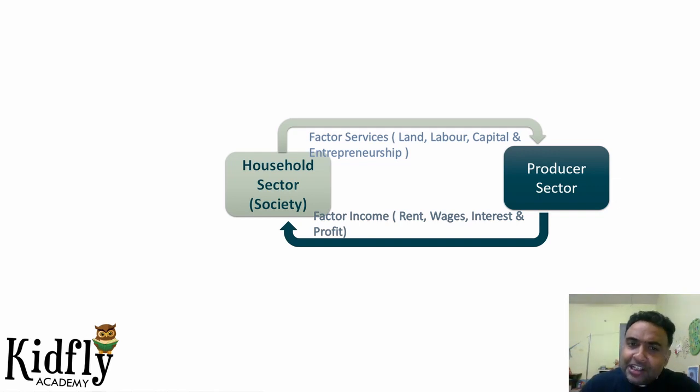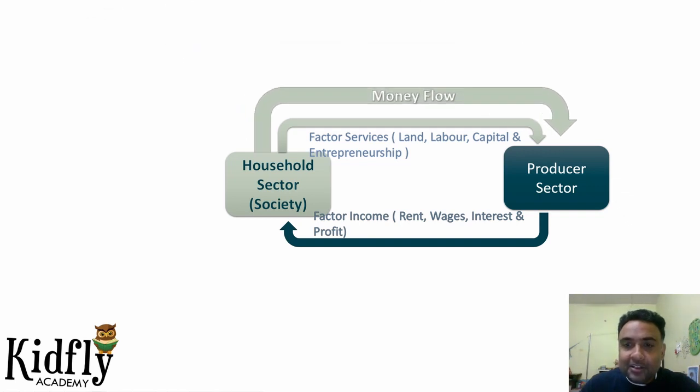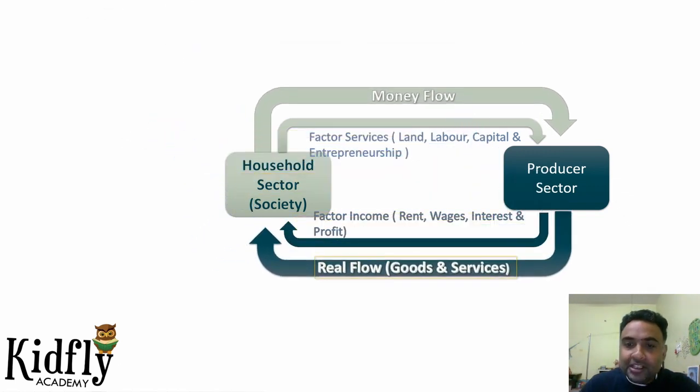So with the utilization of these factor services, the producer sector produces goods and services and gives them back to the household sector for fulfilling their needs and wants. The household sector utilizes these goods and services and pays money back to the producer sector. We can understand this with this flow chart, that the producer sector is giving back the goods and services and the household sector is giving money back to the producer sector.